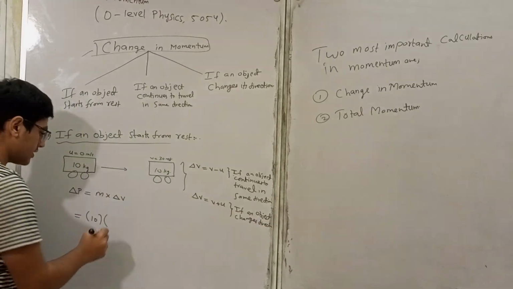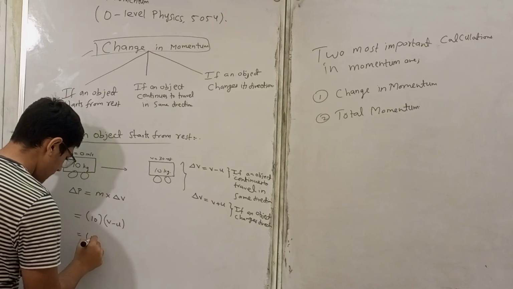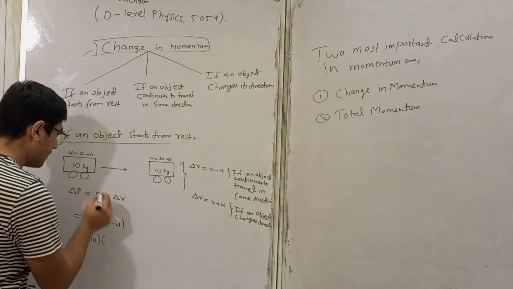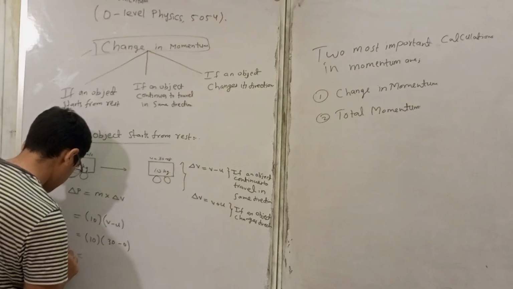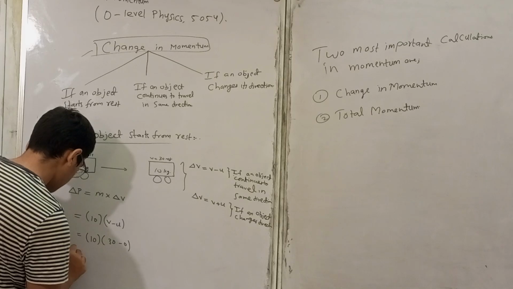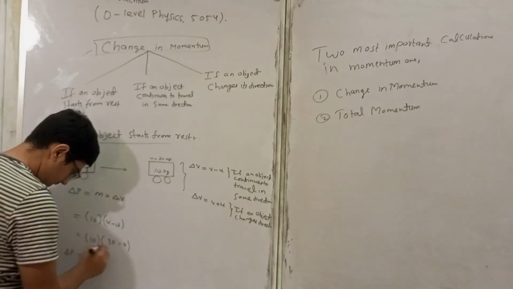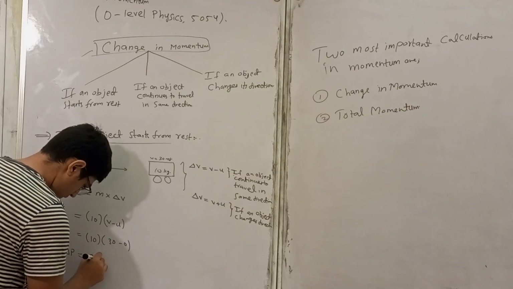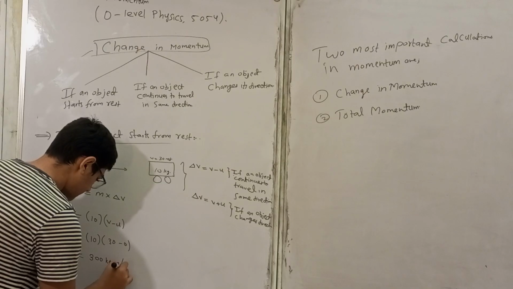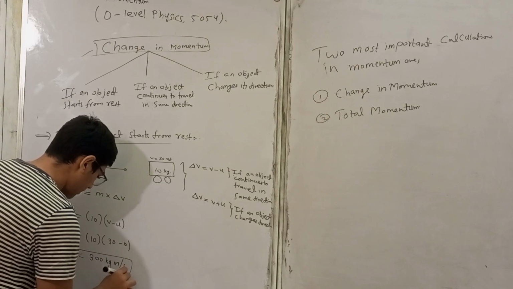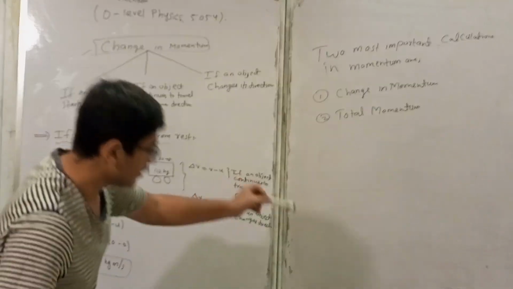Now here change in velocity will be v minus u, that is 10 times 30 minus 0, and finally change in momentum will be 300 kg meter per second. So this is our scenario number 1. Now let's move towards scenario number 2.